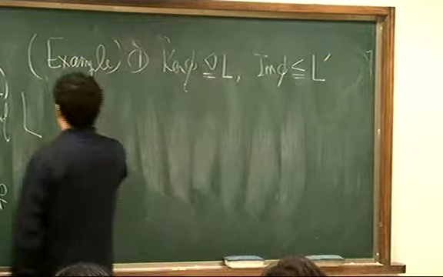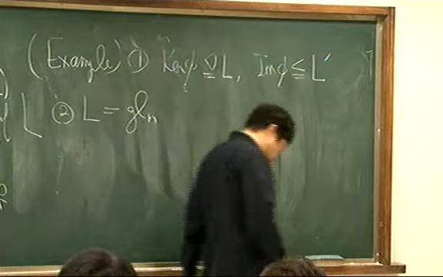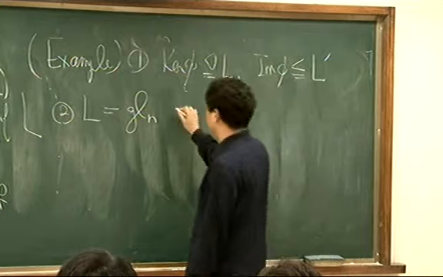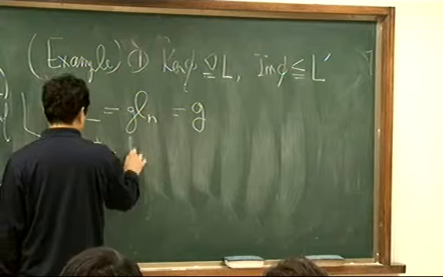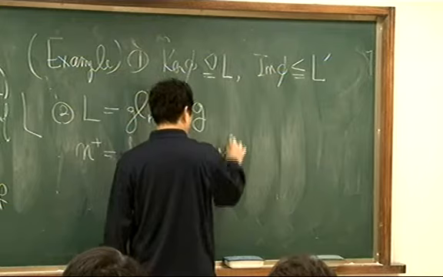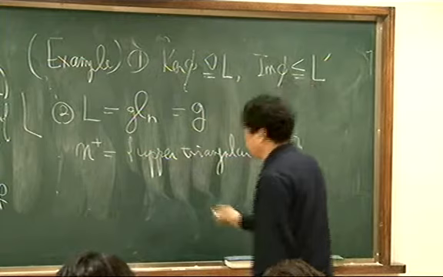Another example is our subject of study, G and N. Maybe we can use German G for this. And consider N plus to be the upper triangular matrices. Actually, strictly upper triangular matrices.